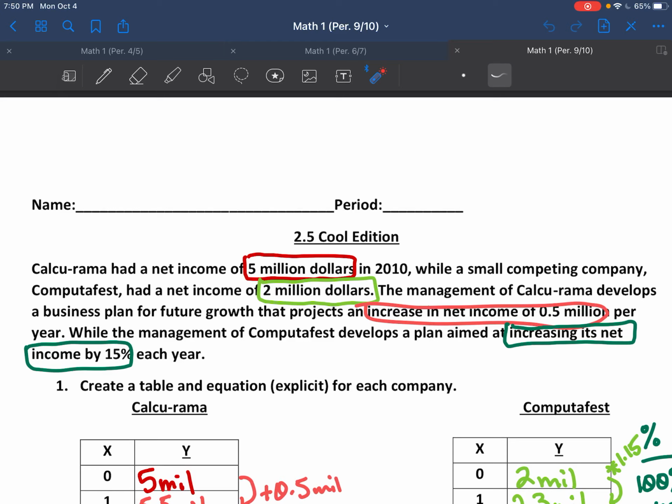Okay, everyone. So here's Notes 2.5 Cool Edition. And I have everything already filled out. So just follow along, make sure you're paying attention so you just understand where everything is coming from.